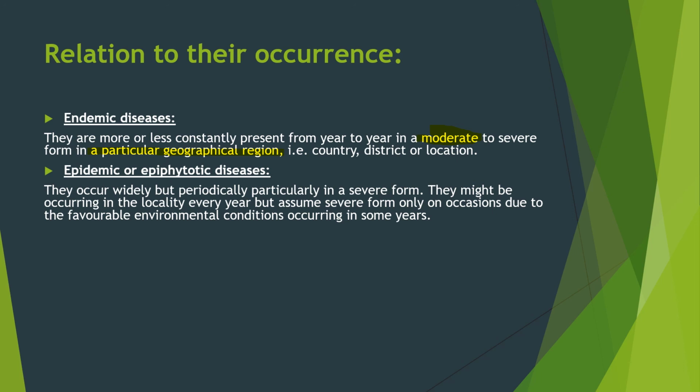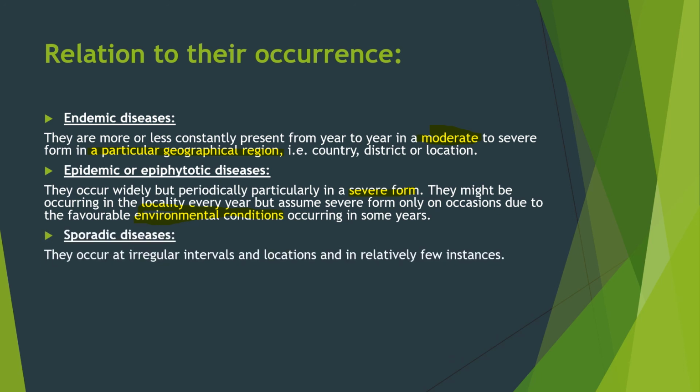Then epidemic or epiphytotic diseases, so they occur periodically and in a very severe form. They might be occurring in the locality every year but assume severe form only on occasions due to favorable environmental conditions. So now it's telling us the role of environmental conditions in creating an epidemic or epiphytotic disease. Then sporadic diseases. So sporadic diseases can occur at irregular intervals and locations, and they have only few instances.